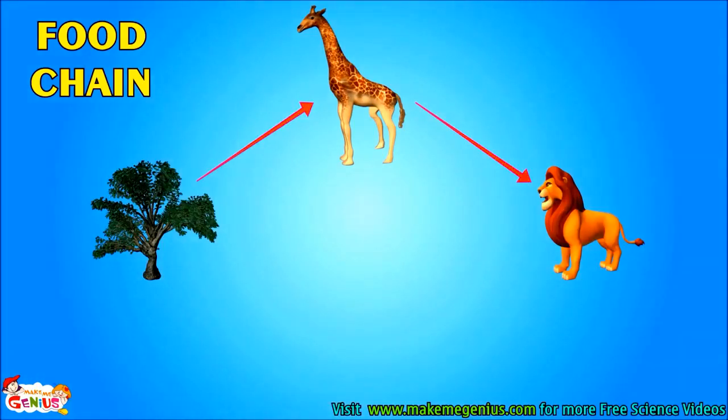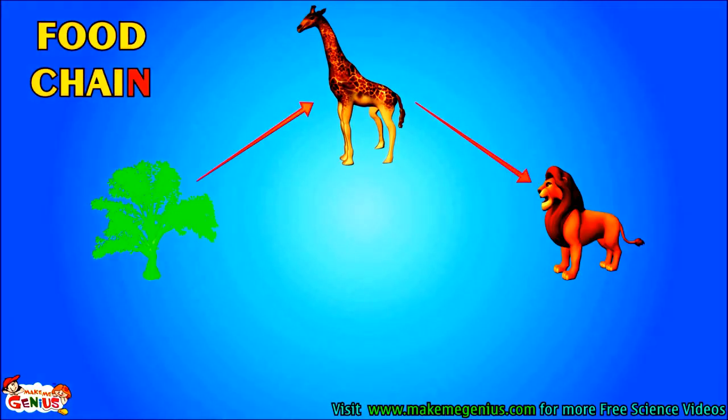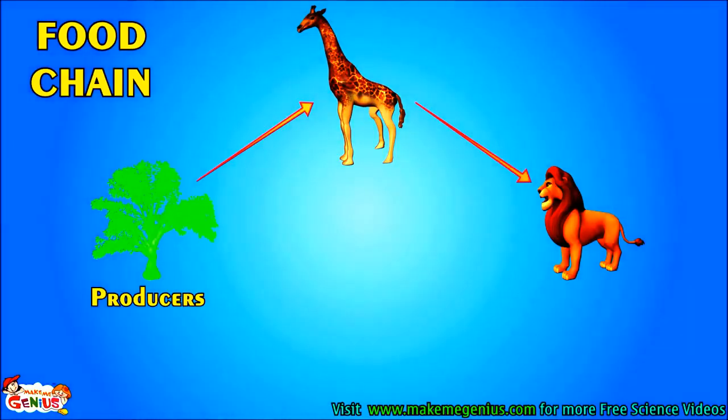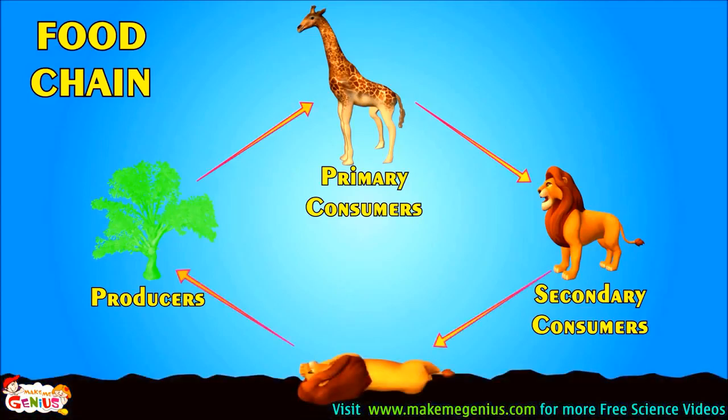So you have seen plants make their own food. Other animals eat plants, and some other animals eat those animals who eat plants. So all are dependent on plants. This is also called food chain. It starts from plants. In food chain, plants are known as producers as they produce food. The species who eat plants are called primary consumers, and the species who eat species dependent on plants are called secondary consumers.